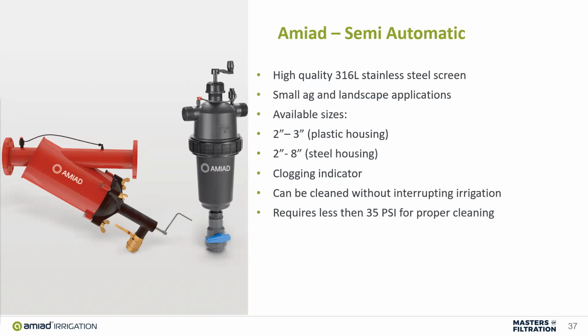So Amiad has a semi-automatic filter that comes in sizes 2 to 3 inches in plastic housing and 2 to 8 inches in steel housing. It has a stainless steel screen. It's usually good for small ag and landscape applications. It does have a clogging indicator on all of our semi-automatics, and it can be cleaned without interrupting the cycle, and it requires less than 35 PSI.